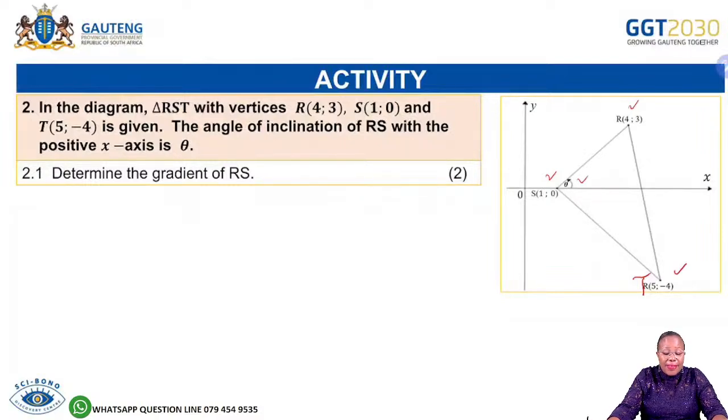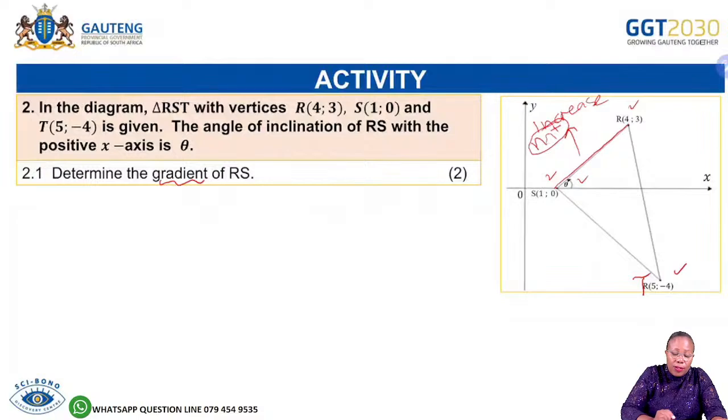And then determine the gradient of RS. Look at line RS. This is an increasing line. So if it is increasing, we are predicting a gradient that is what? Positive, grade 12s. So before we calculate, we automatically know that we are expecting a gradient that is positive.